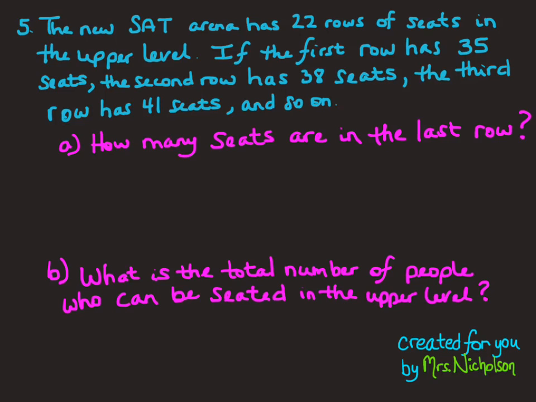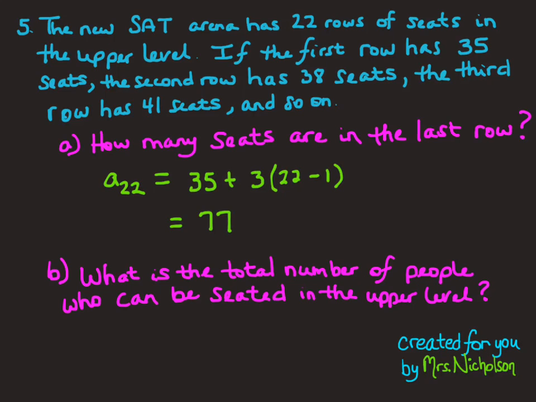And so if I'm going to find the number of seats in the last row, which is the 22nd row, that means I'm looking for a sub 22 in this sequence, because there are 22 rows. I'm going to take the first term, which is 35, and add to that the common difference, which is 3, times 22 minus 1. And that's going to give me 77 seats in the last row.